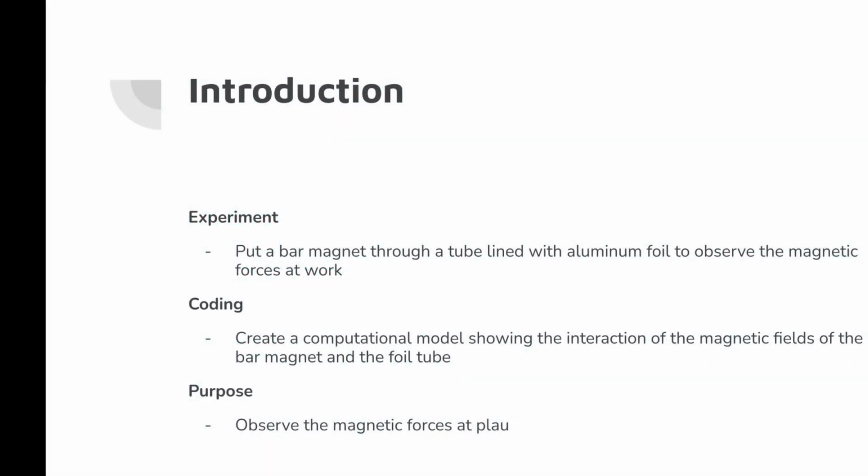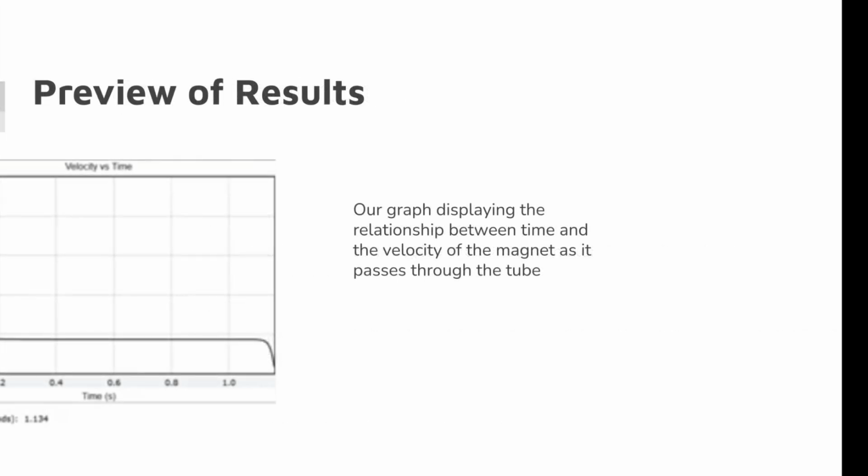Introduction. This experiment involved putting a bar magnet through a tube lined with aluminum foil to observe the magnetic forces at work. The coding aspect was us creating a computational model showing the interaction of the magnetic fields of the bar magnet and the foil tube. And the purpose of this lab is essentially to just observe the magnetic forces at play here. And here's a quick preview of our results.